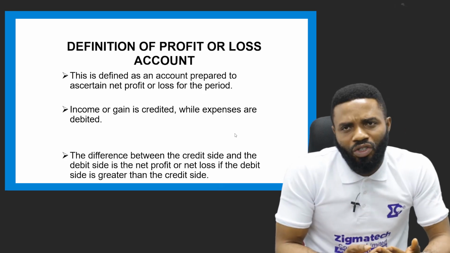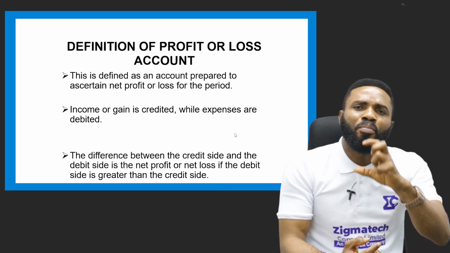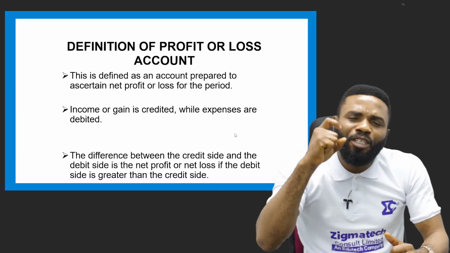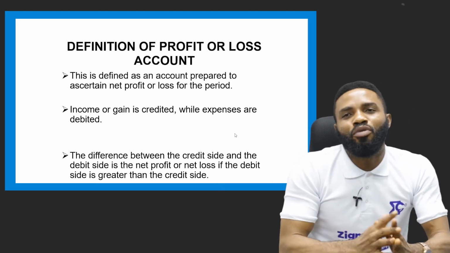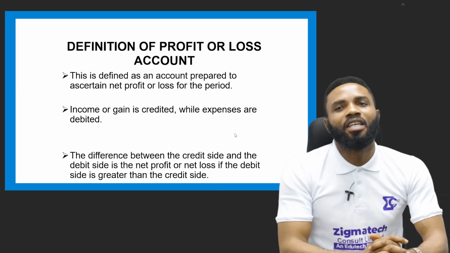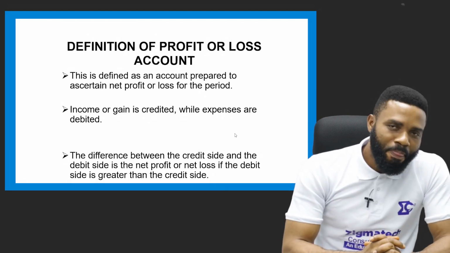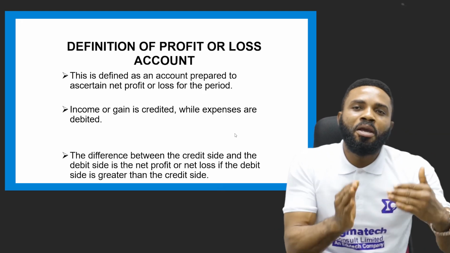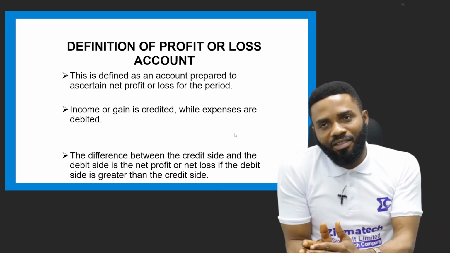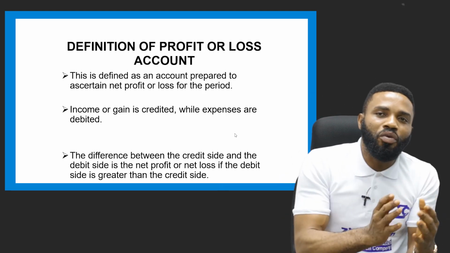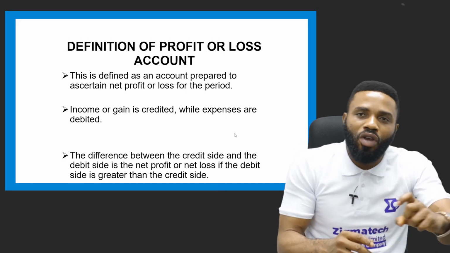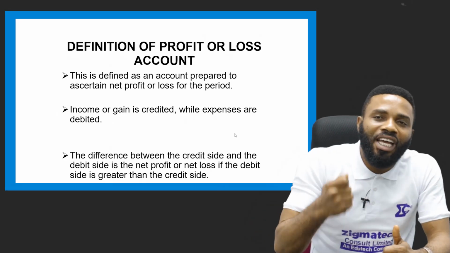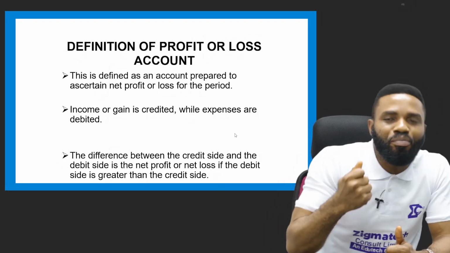Now, ask me a simple question. In trading account, we have a profit called gross profit. But in profit or loss account, we have what we call net profit. Sir, what is the difference between gross profit and net profit? This is a very interesting question. I want to take just less than 1 minute to answer that. Gross profit is simply profit before expenses. What do I mean? The difference between your net sales and your cost of goods sold gives you your gross profit. But net profit is your profit after you have deducted the expenses incurred in the business.